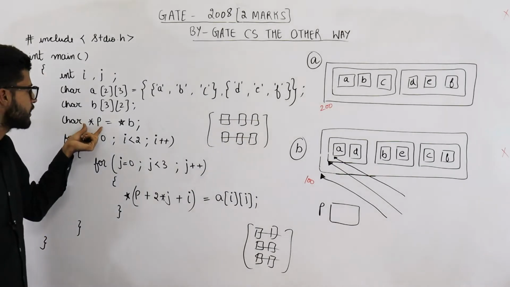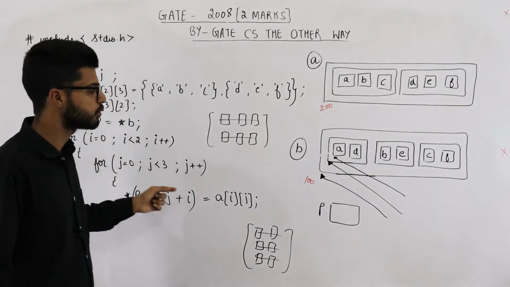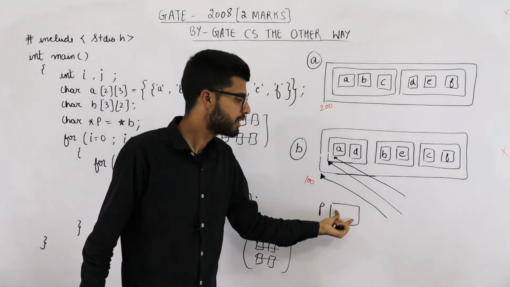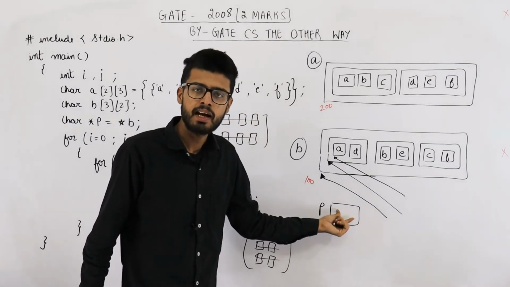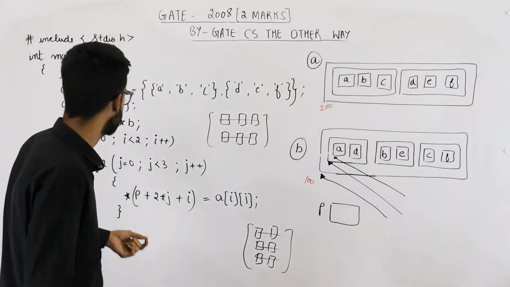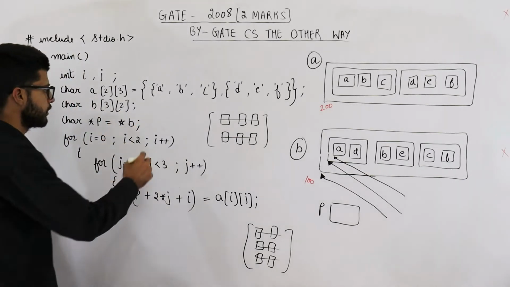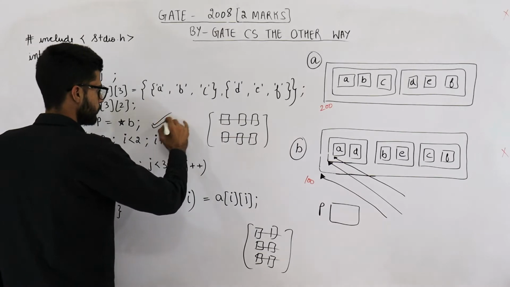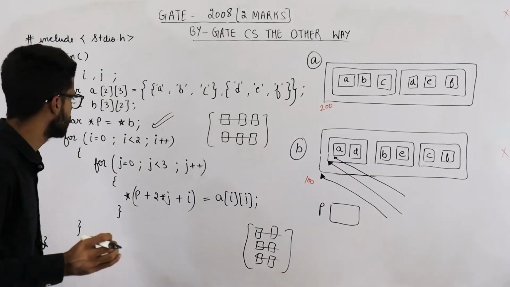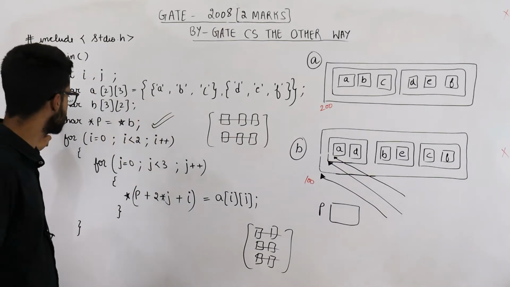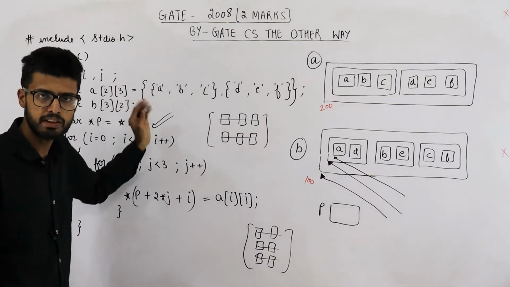In the next line, you have declared a pointer named P, which will point to characters. So P will store some address only, and that address has to be the address of a character. It is initialized with *B. This is interesting. Now, please listen to me carefully. Most of the students don't understand this line even though they complete this question.